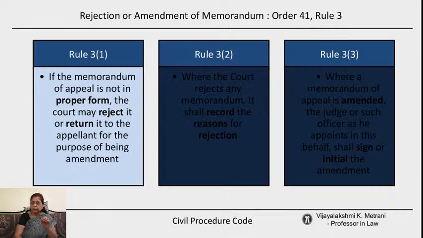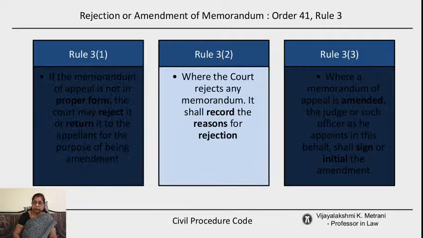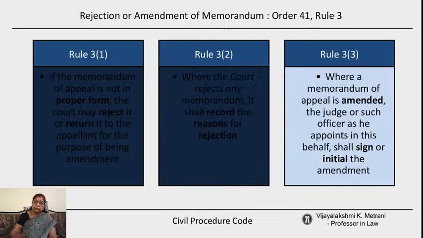Because appeal, as I said, it is a matter of the discretion of the court. It is not your substantive or inherent right. So if you don't present it according to the rules, then it is going to be rejected, or the court may look into the matter and it may give the person an opportunity to amend. So where it rejects, then for the rejection it will have to record the reasons. It cannot reject without reasons. Okay, and where it is amended, after it is amended, then the judge or the officer whom he appoints in this behalf shall sign or initial the amendment.